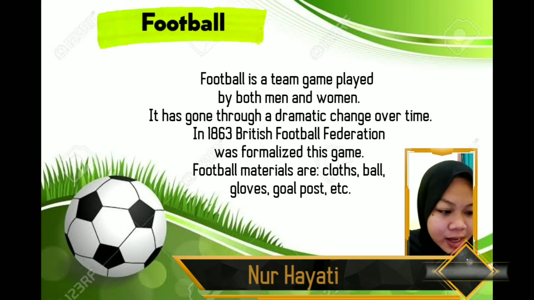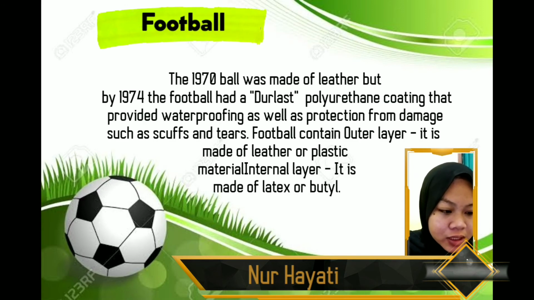Football materials are clothes, ball, gloves, goalposts. The 1970 ball was made of leather, but by 1974 the football had a Darlas polyurethane coating that provided waterproofing as well as protection from damage such as scuffs and tears. Football contains outer layer. It is made of leather or plastic materials. Internal it is made of latex or butyl.